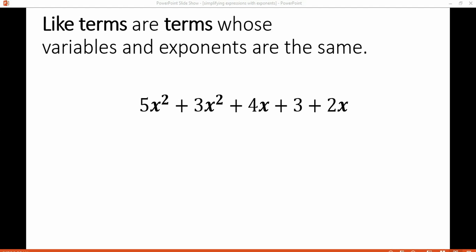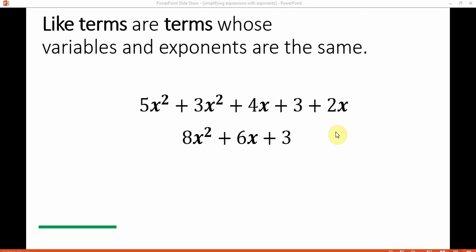This expression, 5x squared plus 3x squared plus 4x plus 3 plus 2x, taking this logic right here with what we know about like terms and that we can only add like terms, is going to simplify to 8x squared plus 6x plus 3. You can think about why that makes sense, and throughout today's lesson, we're going to build that understanding of why this is our end product.